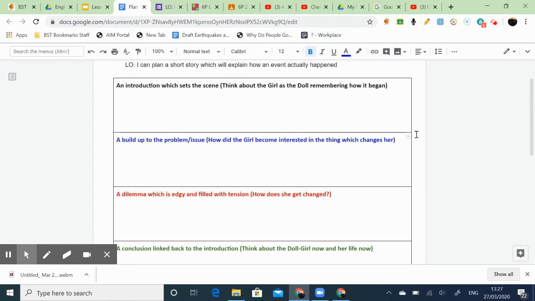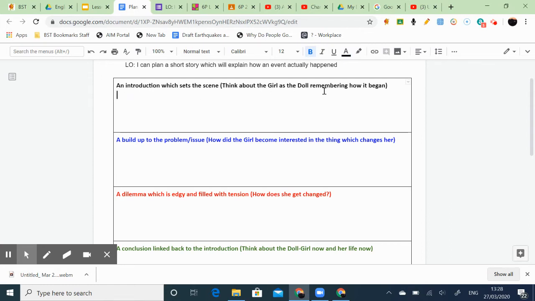You will have received this through assignments today. And you can see it says, I can plan a short story which explains how an event actually happened. So we know what the event is. It's how the girl was transformed into the doll. That's what we need. We need to tell that story. So, an introduction which sets the scene. That's the first part we need to do.